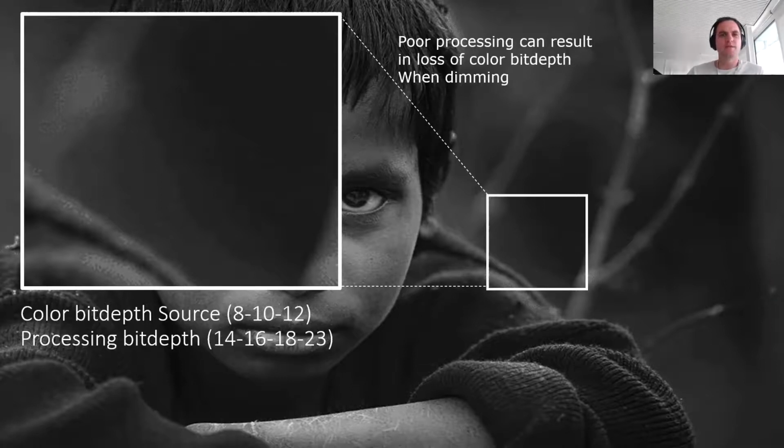But why is that? If you consider that the color bit depth of a source is usually 8, or in the case of HDR, 10 or 12 bits, well, 12 bit is already quite exceptional to be honest, but it exists, then why do we find on the spec sheets often things like 14, 16, 18, or 23 bits? I'm going to try to explain that.